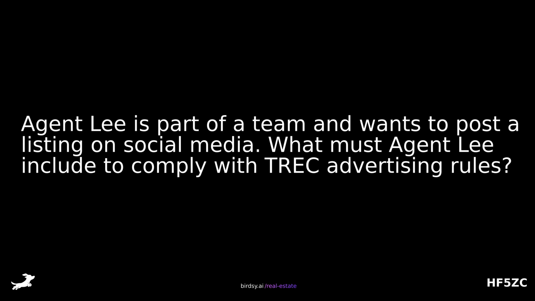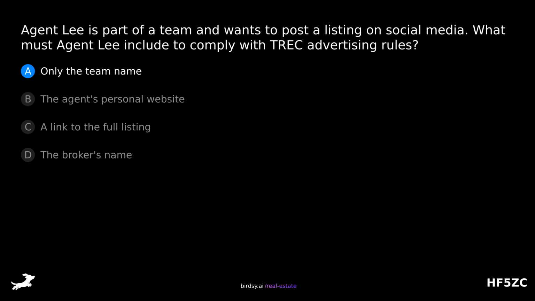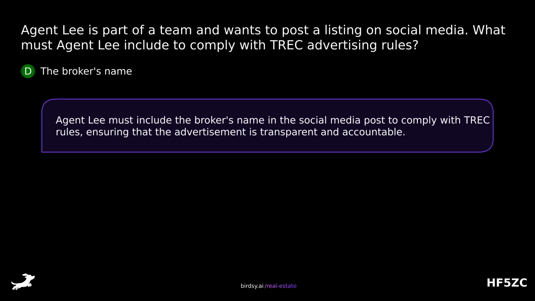Agent Lee is part of a team and wants to post a listing on social media. What must Agent Lee include to comply with TREC advertising rules? Is it A, only the team name, B, the agent's personal website, C, a link to the full listing, or D, the broker's name? The answer is D, the broker's name. Agent Lee must include the broker's name in the social media post to comply with TREC rules, ensuring that the advertisement is transparent and accountable.